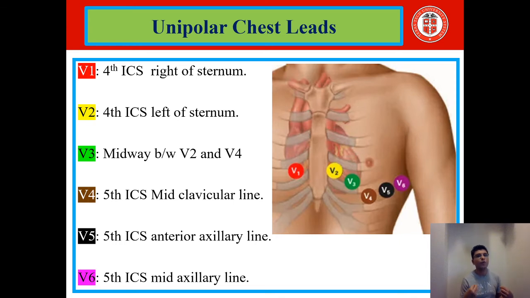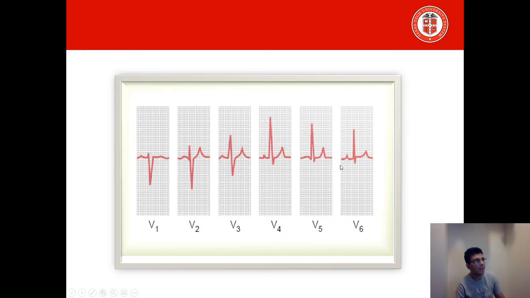We have placed 4, 2 beneath each collarbone and 2 between each costal margin. V1, 2, 3, 4, 5, and 6 on the chest, and you are done with all 10 electrodes placement.